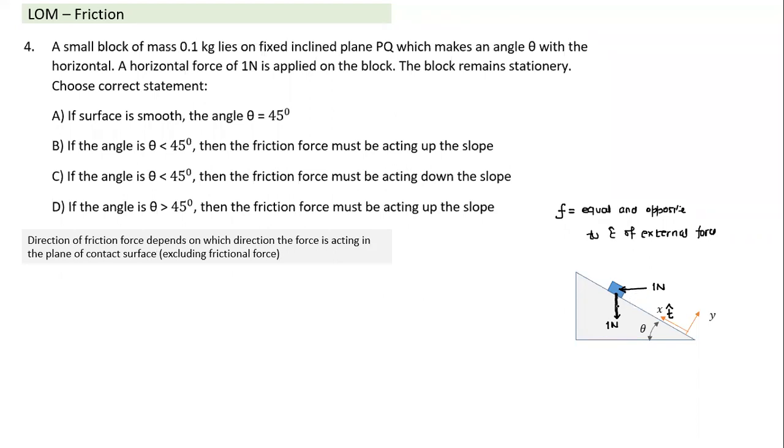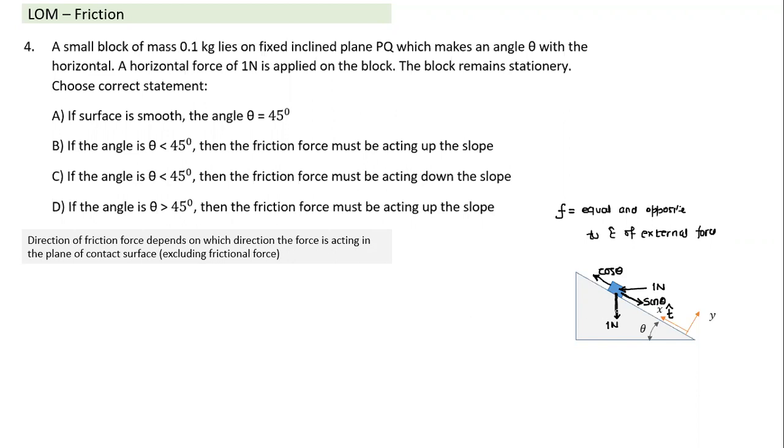If I mark here, if this angle is theta, this will be 1 into cos theta, and this will be sine theta. We know this term 1 Newton is mg, so the component is mg sine theta, which is equal to sine theta. And the 1 Newton force I can also resolve into a normal component and a tangential component. The tangential component will be equal to 1 cos theta. So these are the forces acting.